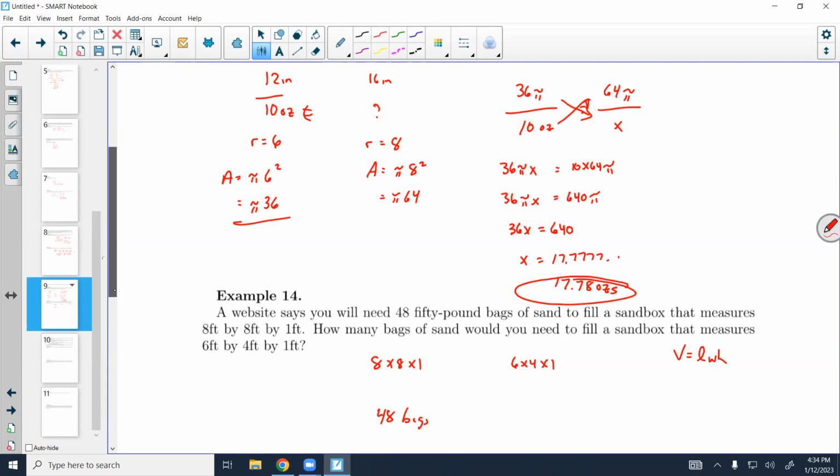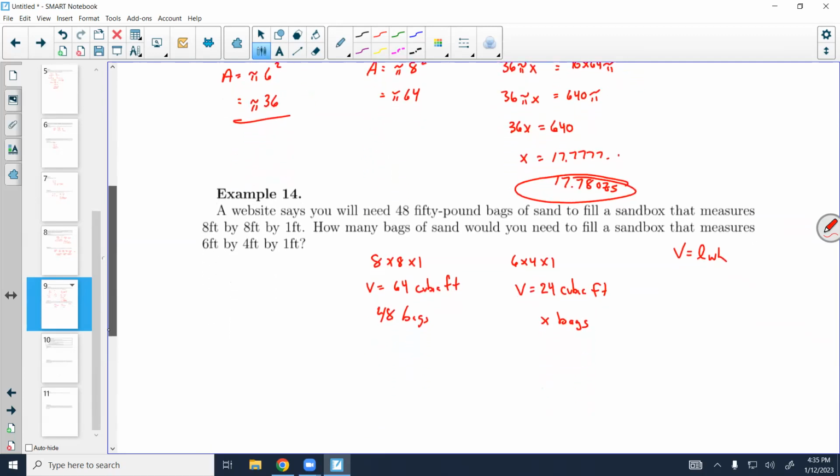Should there be a problem of this nature on the test, I would give you the formulas. So the volume here is simply 8 times 8 times 1, or 64 cubic feet. And the volume here would be 24 cubic feet. And we have X bags. Same process. 64 cubic feet is the 48 bags, as 24 cubic feet is the X bags.